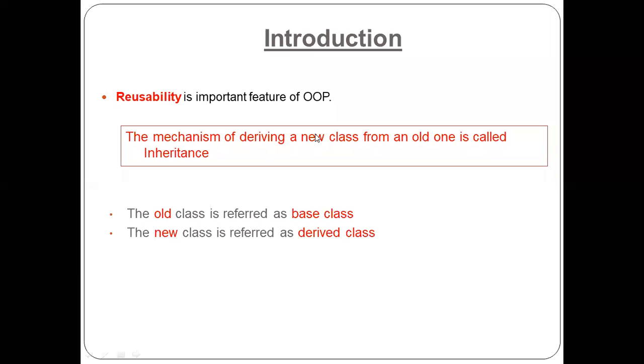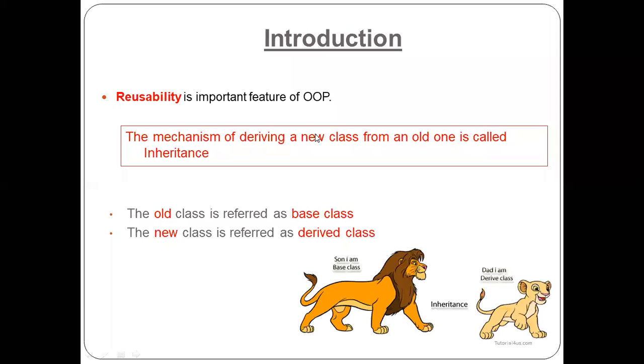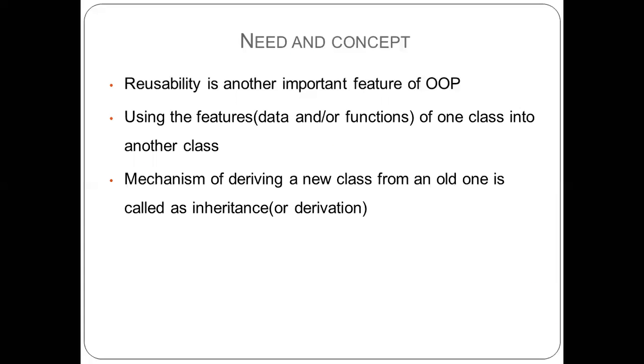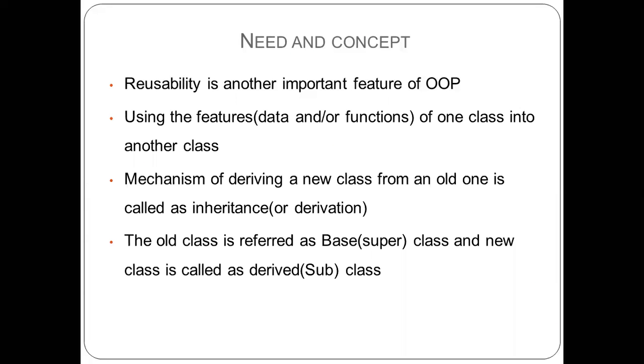Here the old class will be referred to as the base class, and the new class derived from it will be called the derived class. For example, if you have it as a picture, it gives you more relevance, with a new class derived from the base. These are some of the needs and concepts: reusability is an important feature that every software requires.